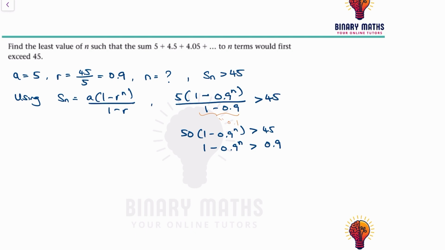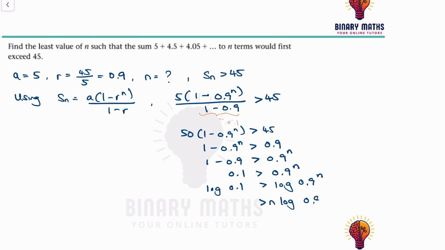Okay, if we take one takeaway to the other side, so if I make this 1 takeaway 0.9, then it's greater than 0.9 to the power of n, which means 0.1 is greater than 0.9 to the power of n. We take logs on both sides, so log 0.1 is greater than log 0.9 to the power of n, which means n times the log 0.9 must be less than log of 0.1.